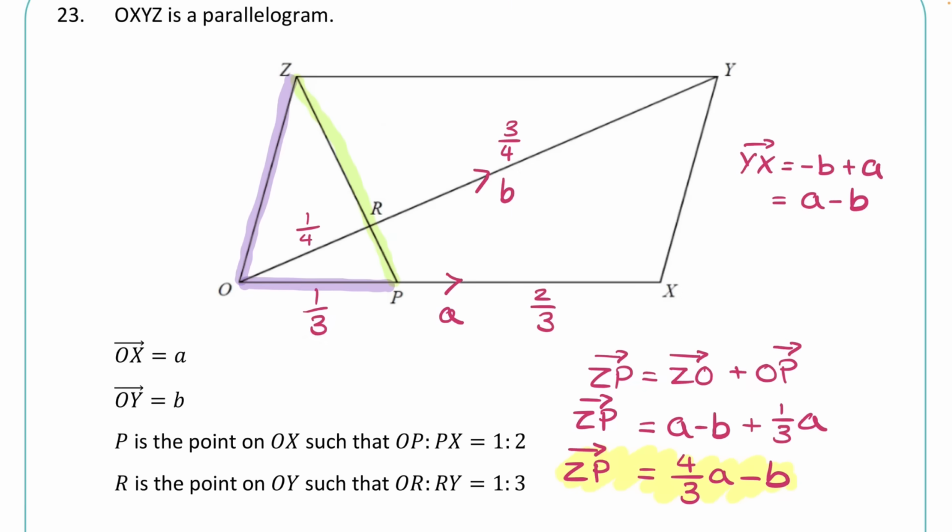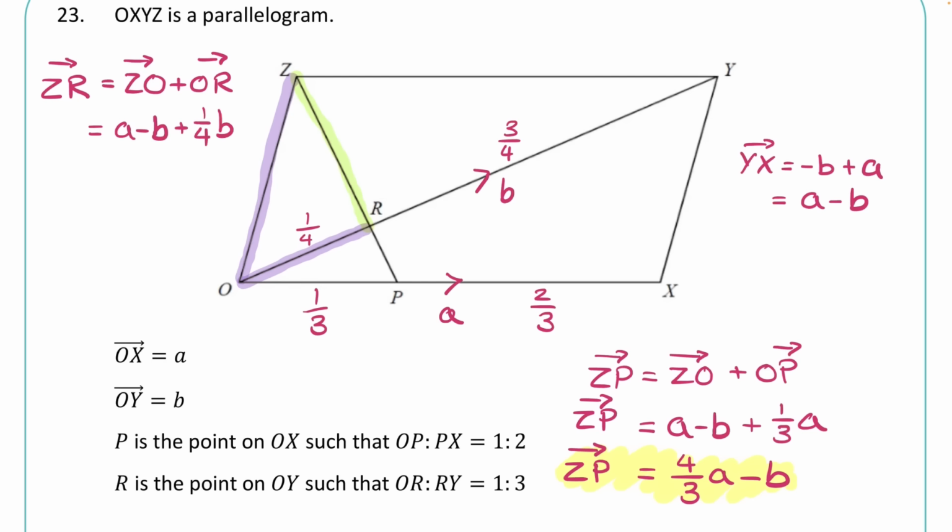I now need to look at the next one. So let's get rid of all this highlighting because now we need to have a look at the vector Z to R. So how could I get from Z to R? Well, I can go from Z to O, which we've just worked out. And let's write this down. So Z to R, that's equal to Z to O. And then we can go up this line to R. So from O to R, so plus O to R. And again, I just want to find these two vectors. So Z to O we already have, that's A minus B. And then O to R is 1/4 of B, so plus 1/4 of B.